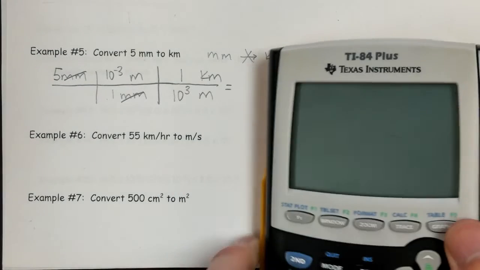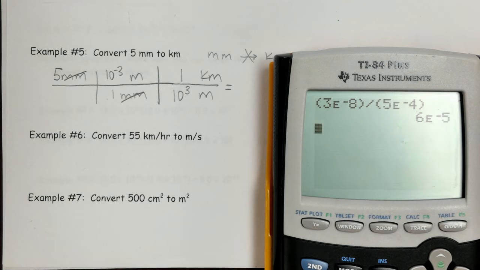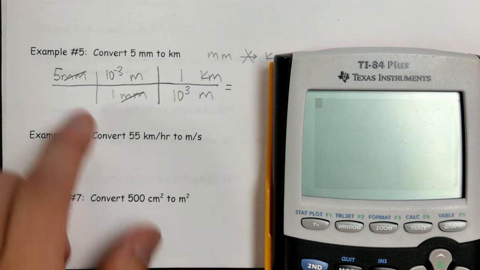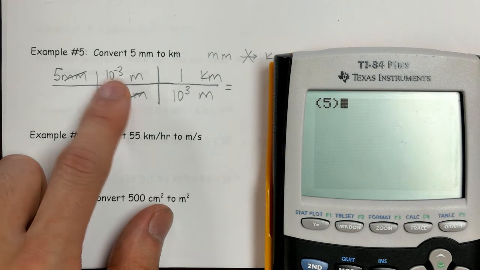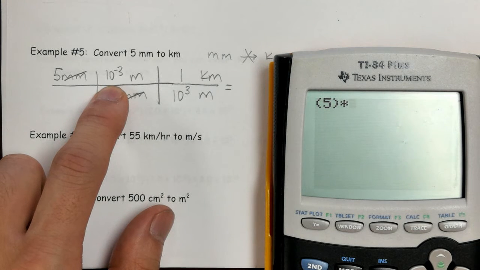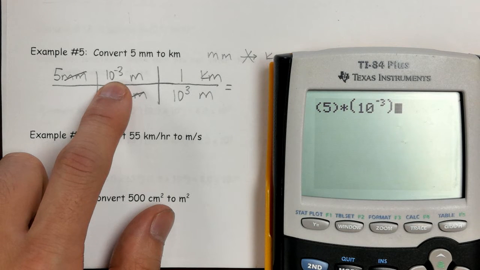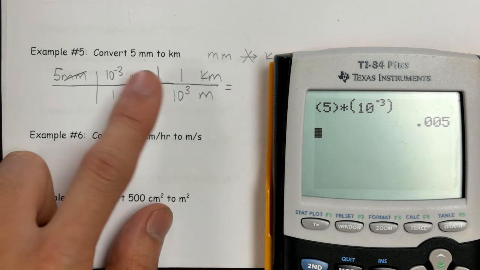So here's my calculator. You can also use Desmos or any scientific calculator. Right? We're going to start with the top. It's going to be parentheses 5. Okay? And I'm going to do multiplied by 10 to the power of negative 3. Okay? If you want to use the E, you can. Alright? So you hit enter.